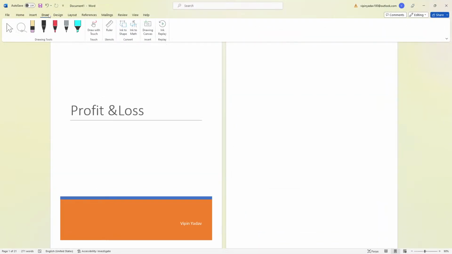So what do we have in profit and loss? A very easy concept that we have today. Let us start learning it. Basically, this kind of thing is mainly used by the shopkeeper, whosoever is doing the business.